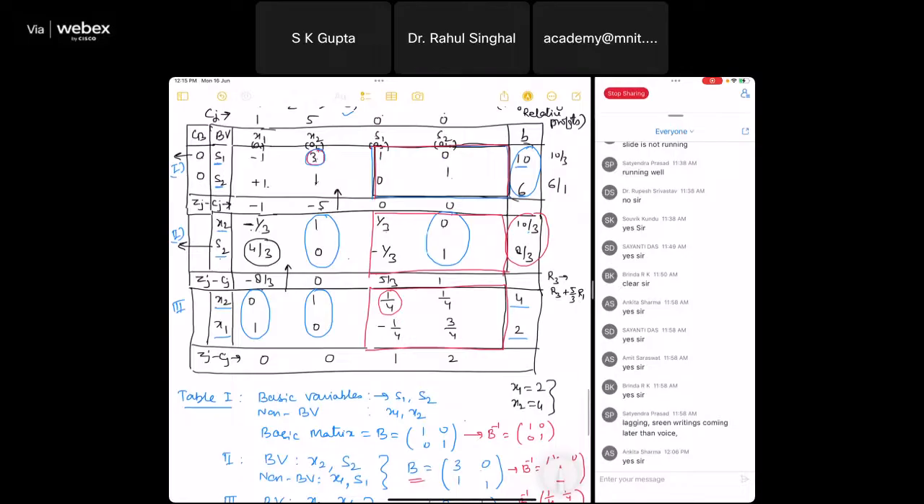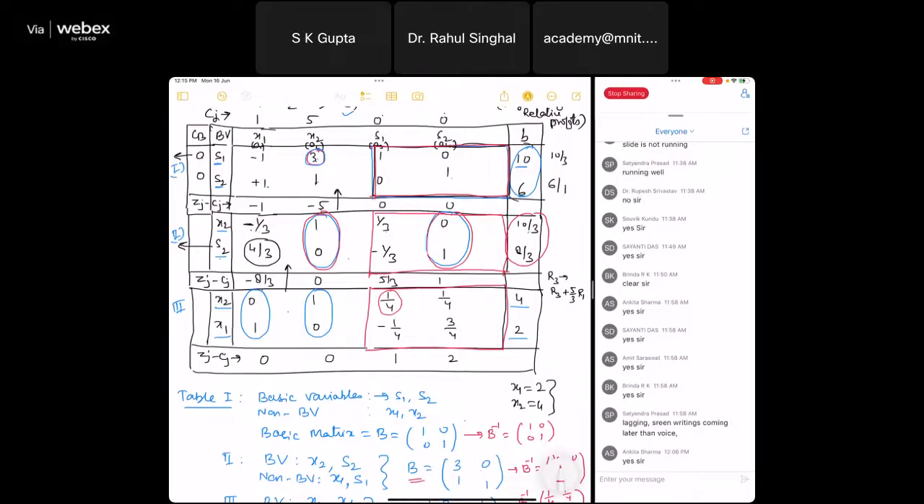Again, you go from the first table to the third table. This is your identity matrix, and you are making an identity matrix corresponding to S1, S2 now. So the matrix coming below this table here will act as B inverse, right? Number one.